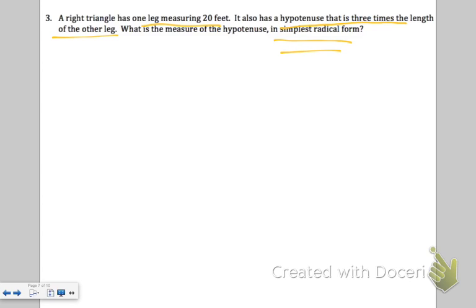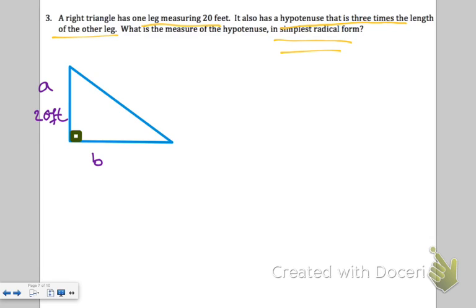Okay, so we're going to read it once more after we draw out a right triangle. You should always draw out a diagram and label it. Okay, so here we have our right triangle. So let's read it once more, and as we read through it, we're going to start labeling the sides. A right triangle has one leg measuring 20 feet. So we have both our legs here, A and B. So let's label one of them to be 20 feet.